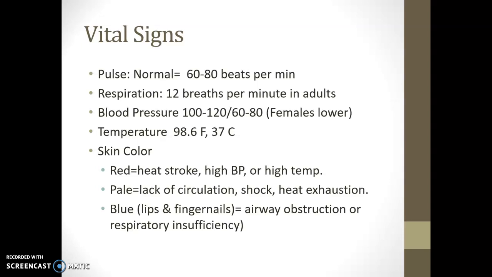And then we have certain skin colors that can determine different illnesses with our patients. So this is not just talking about someone's generic skin color when they're normal and healthy. This is talking about when they have an illness going on. So if they have a very red tint to their skin, this could indicate heat stroke, very high blood pressure, or high temperature. If they are looking more pale or slightly grayish color, more than normal, then they could have lack of circulation, they could be in shock, or heat exhaustion.